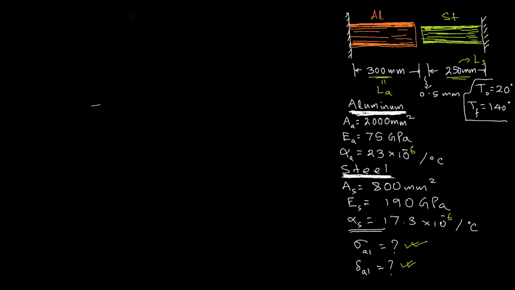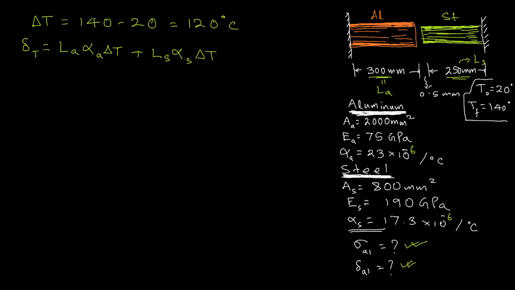Now, to solve that problem, what we can see is the total change in temperature, say delta T, is 140 minus 20, which is 120 degrees centigrade. Now, if we denote delta T to be the total expansion that would have occurred if they were not restricted, it is given by L aluminum times alpha aluminum times delta T. So this is the length which the aluminum rod would have expanded, plus L steel times alpha steel times delta T. Delta T is common for both. If you substitute the values here, you will get an elongation of 1.347 into 10 raised to minus 3 meters. That means 1.3 mm almost.